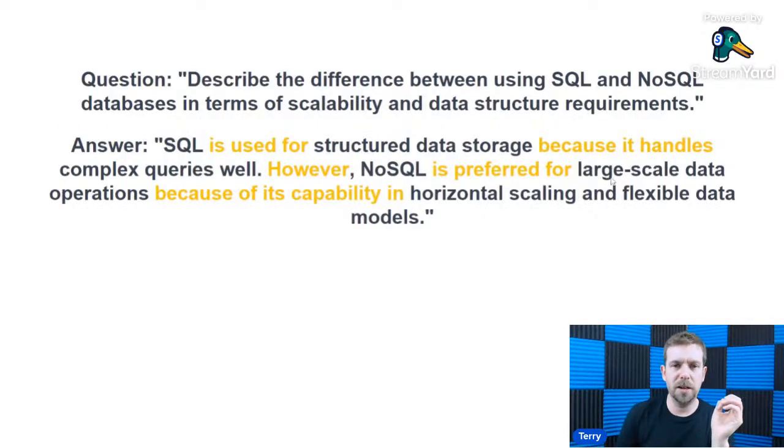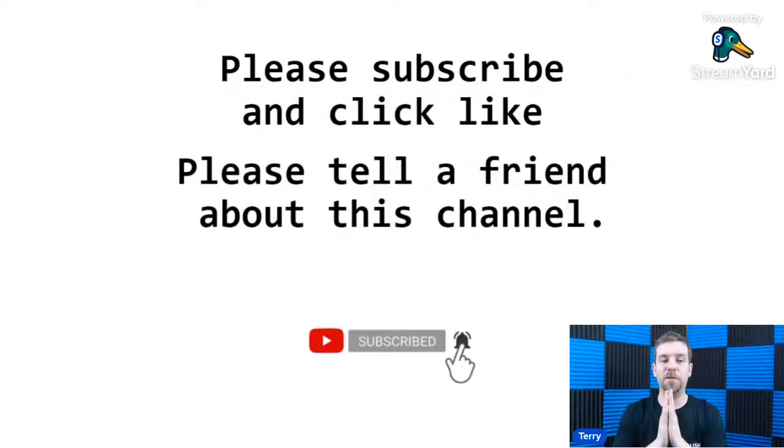So I think this is our last one here. Describe the difference between using SQL and NoSQL databases in terms of scalability and data structure requirements. SQL is used for structured data storage because it handles complex queries well. However, NoSQL is preferred or is the go-to for large-scale data operations because of its capability in horizontal scaling and flexible data models.